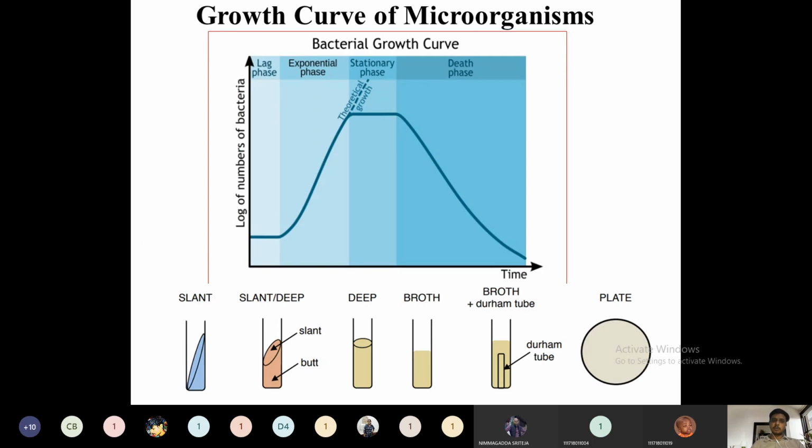The next one is the growth of microorganisms. There are 4 stages for the growth of microorganisms. The first one is the lag phase, next is the exponential phase, then the stationary phase, and the death phase. In the first phase, there is no multiplication of bacteria. We are taking bacteria as an example. There is no multiplication, but they can grow in size.